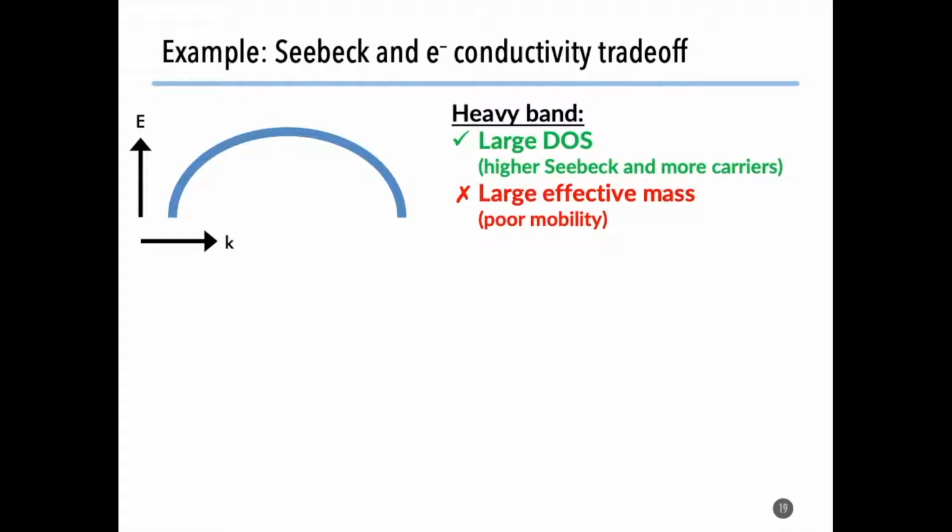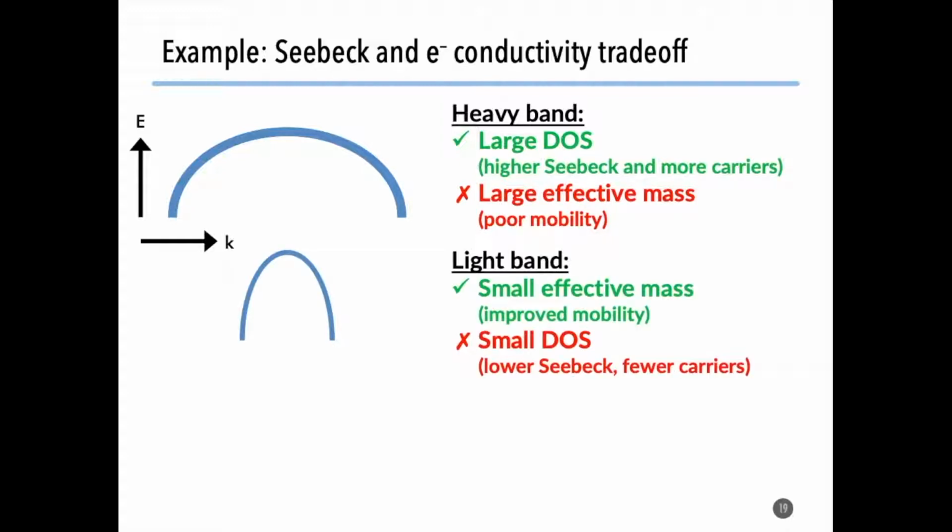Here's a schematic of an electronic band structure. If you have a really heavy band like this, you end up with a large density of states, which gives you a higher Seebeck coefficient, and it also gives you more carriers, which is good. But now you also have a large effective mass, so you have really bad mobility and bad electrical conductivity. If you have a light band, then you have a small effective mass, so you have good electron mobility. But you have a small density of states, so now you have lower Seebeck and also fewer carriers in your band.